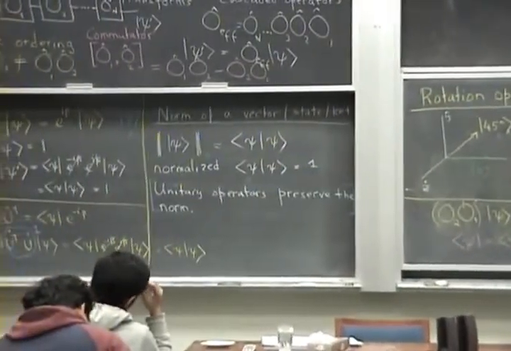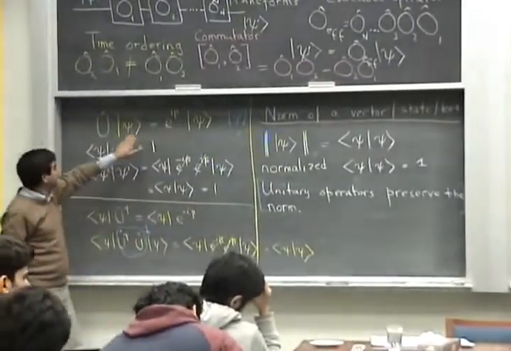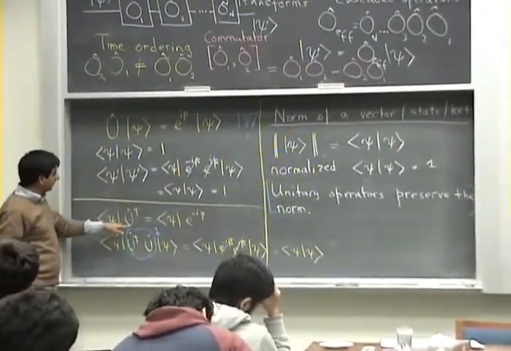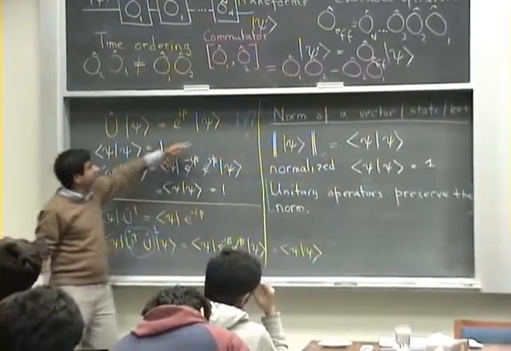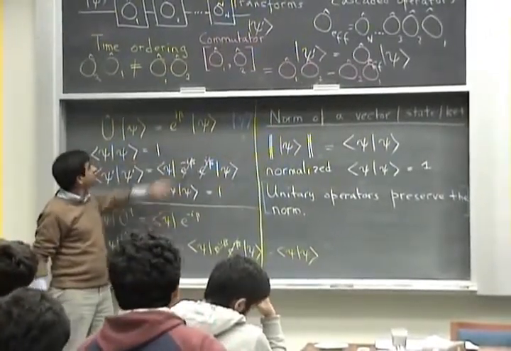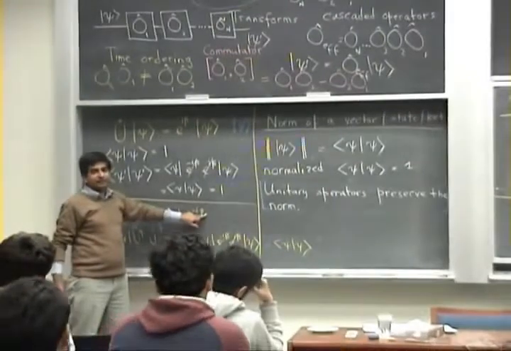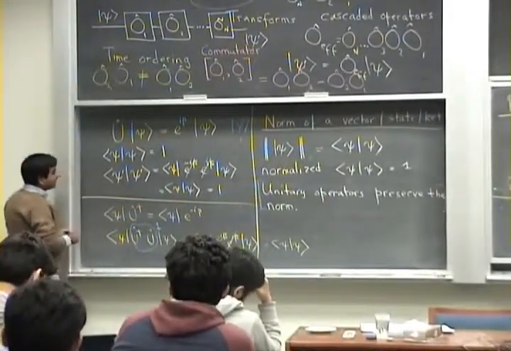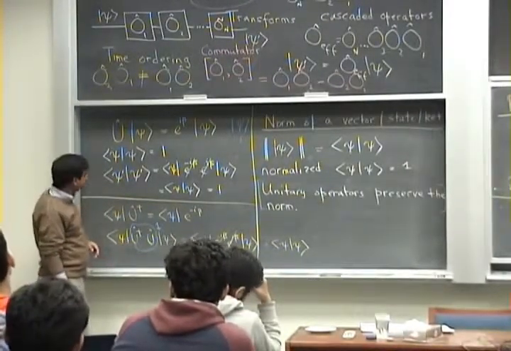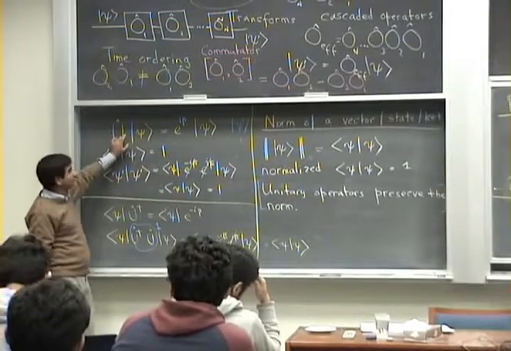Look, write the dual of this relationship. The dual will be this: U dagger acting on psi gives me the dual of this, which is the bra psi multiplied by e raised to minus iota. Okay. Now I find the inner product between this and its dual.